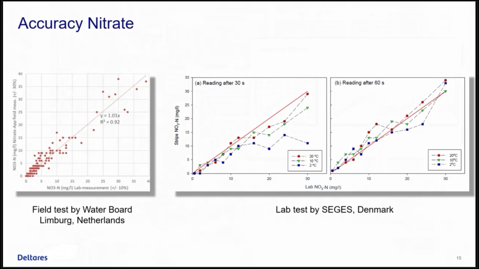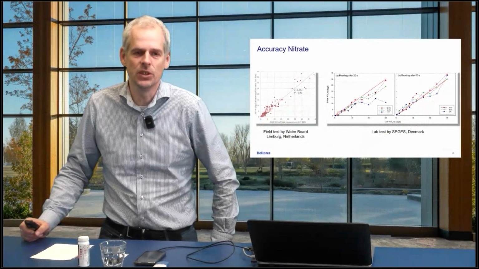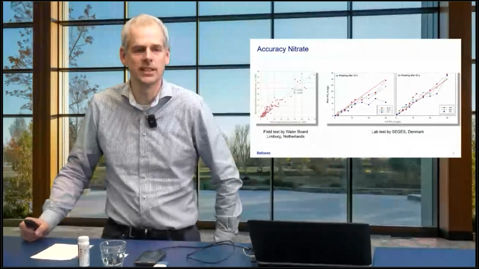And the right one are laboratory tests by SEGES, that's the agricultural corporation in Denmark. And they've also been testing at different temperature levels. So it's often cold in Denmark as well, so also at 2 degrees Celsius, but also at more lab temperature or summer temperature, 20. And they tested that with reading the strips after 30 seconds and after 60 seconds. And this also shows you why we recommend to read the strips after 60 seconds, because there's a lower temperature effect. So also at low temperatures, you get a good reading for nitrate, as you see in the right graph.